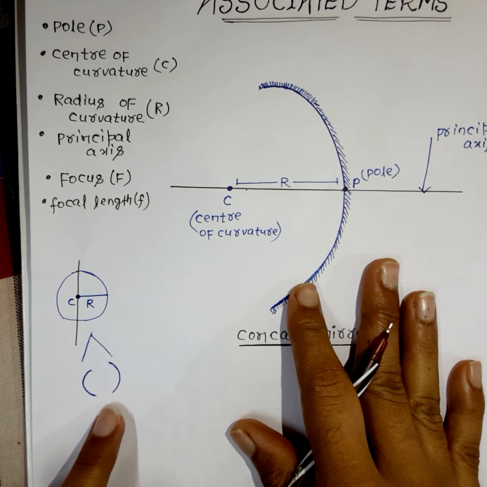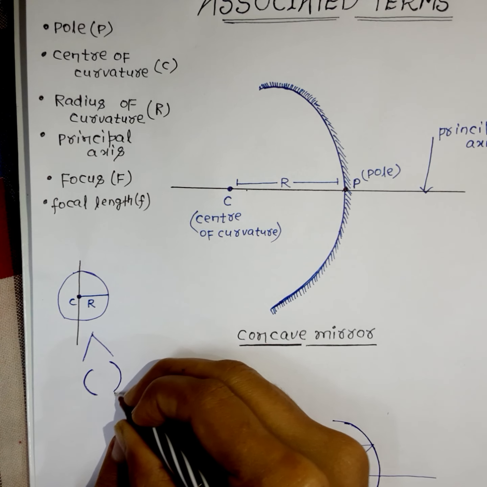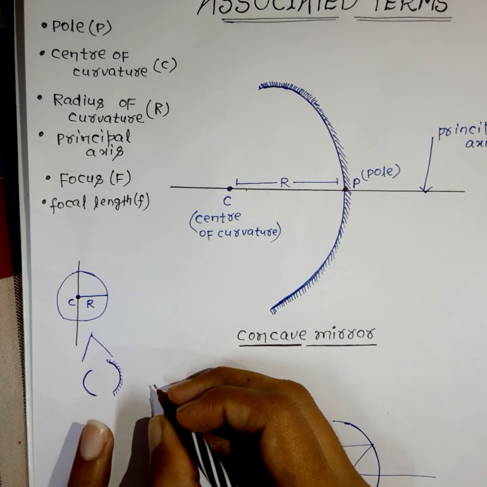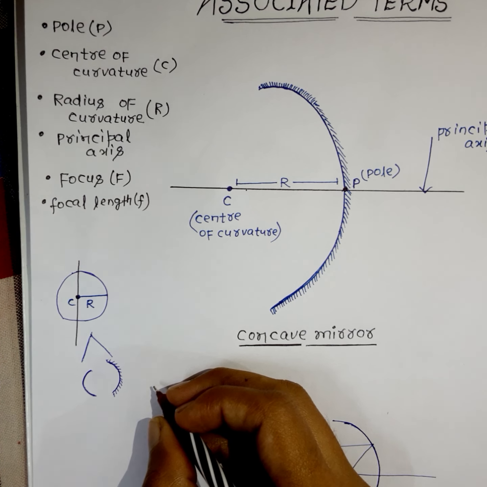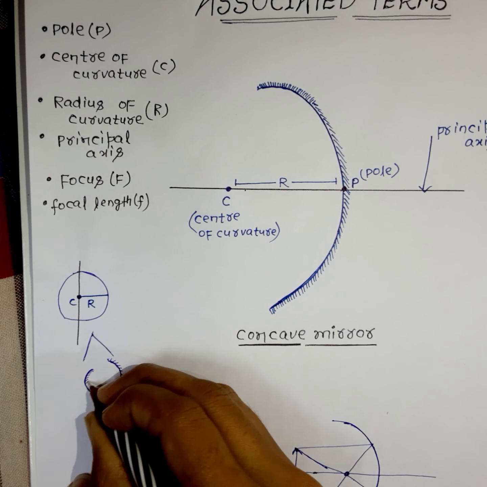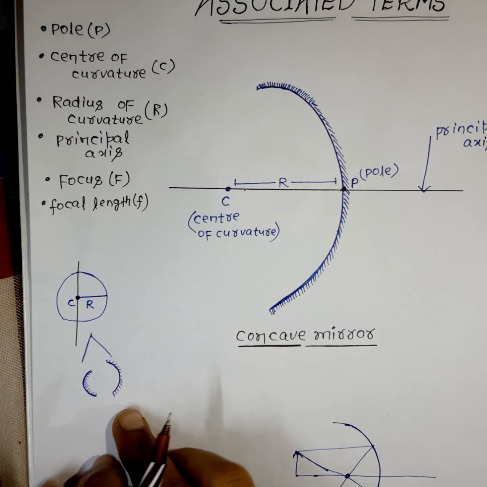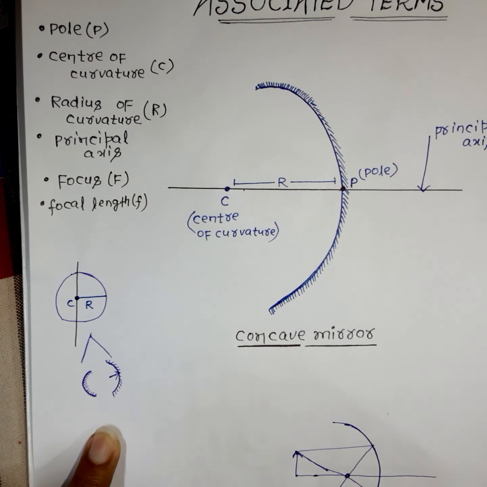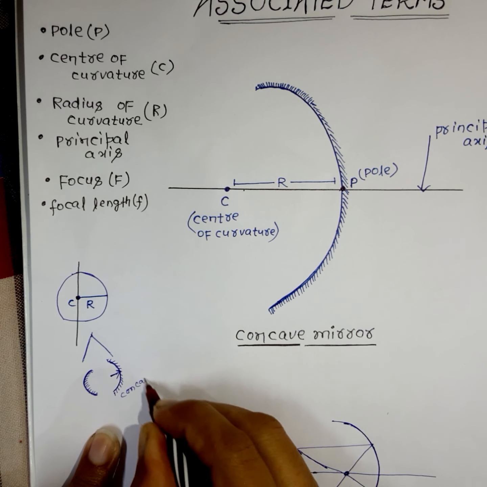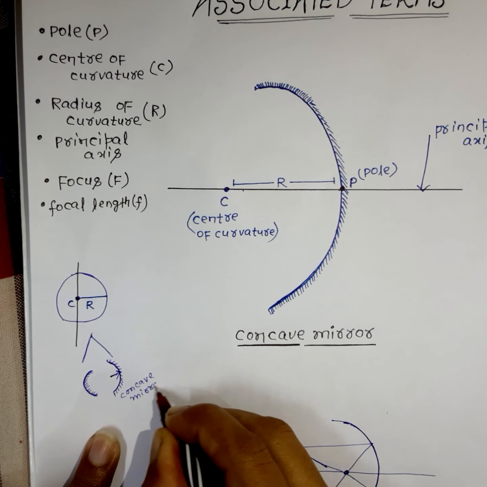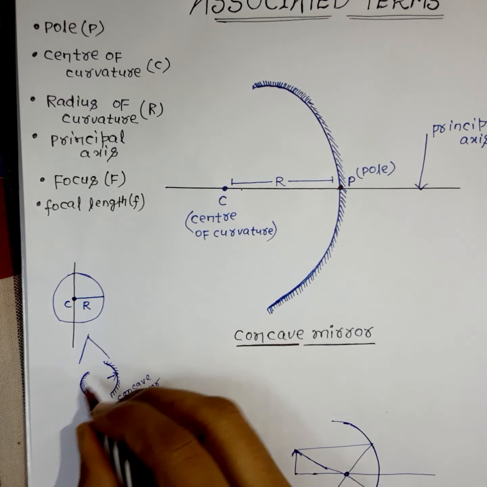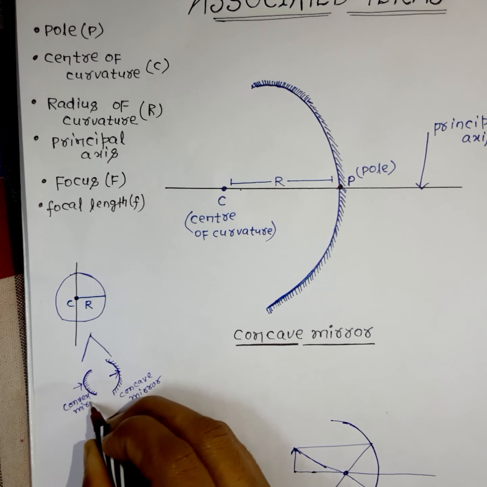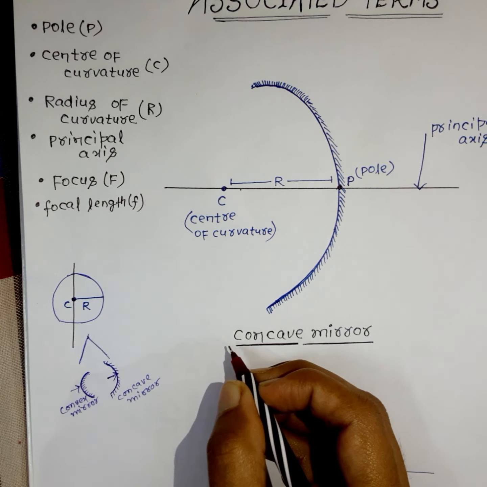In the concave mirror, the polished part would be the outside part. This will be the polished part. And in the convex mirror, the part which is polished is the inside part. The reflecting part in the concave mirror is inside. This is the reflecting part in the concave mirror. In the convex mirror, the reflecting part is the outward part. This is the convex mirror, which will reflect light, and we will be able to see the image of the object.